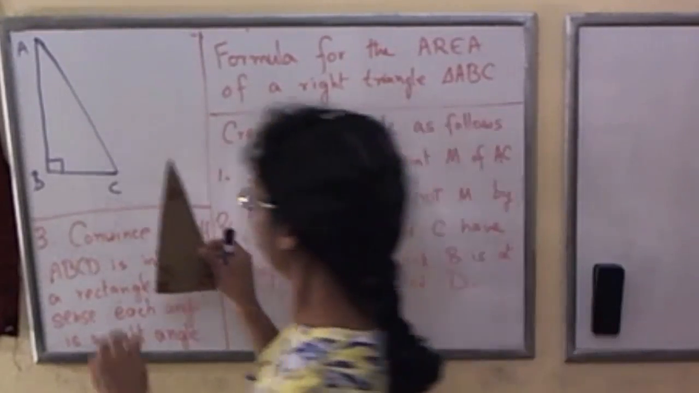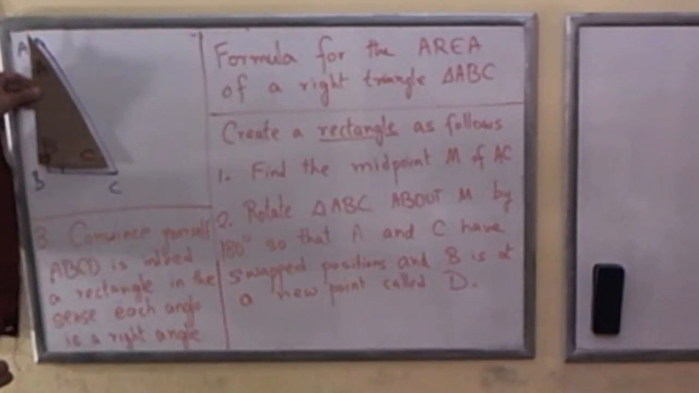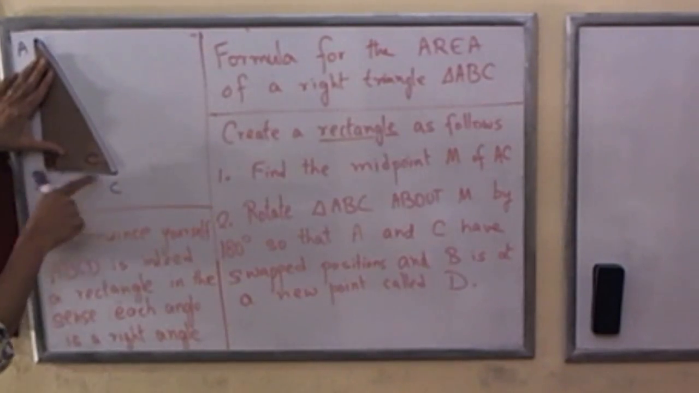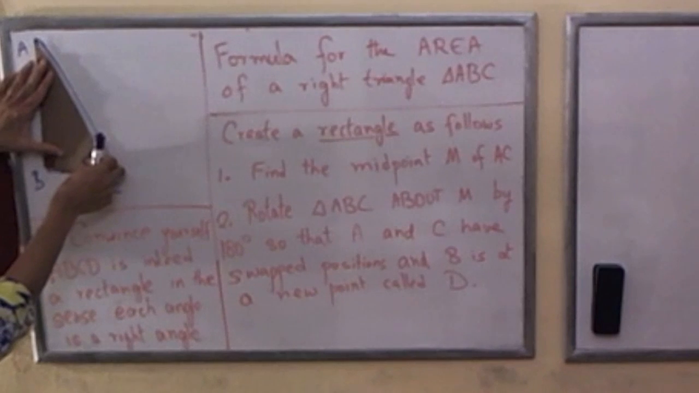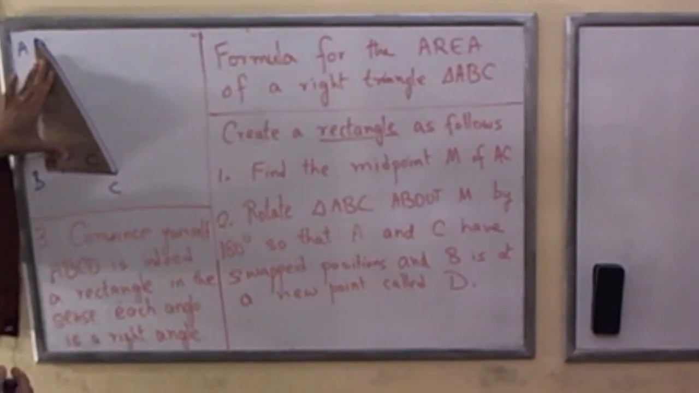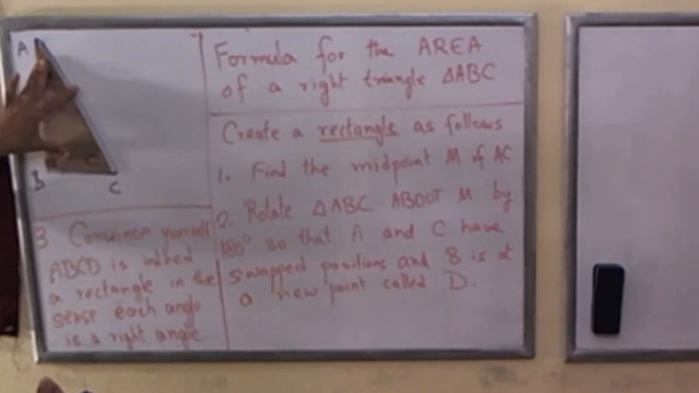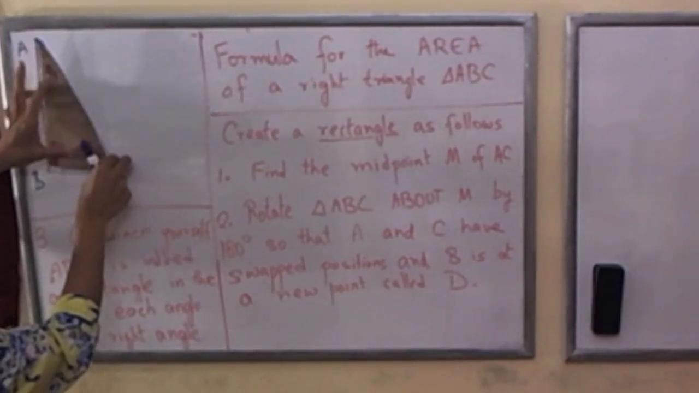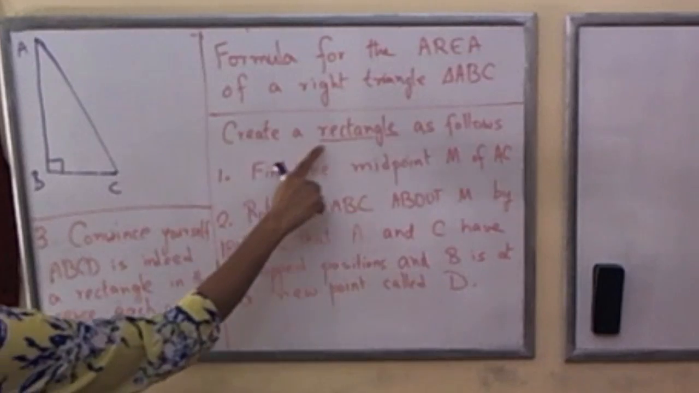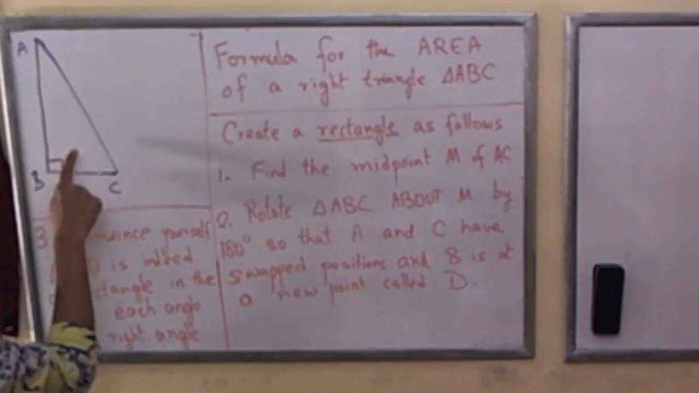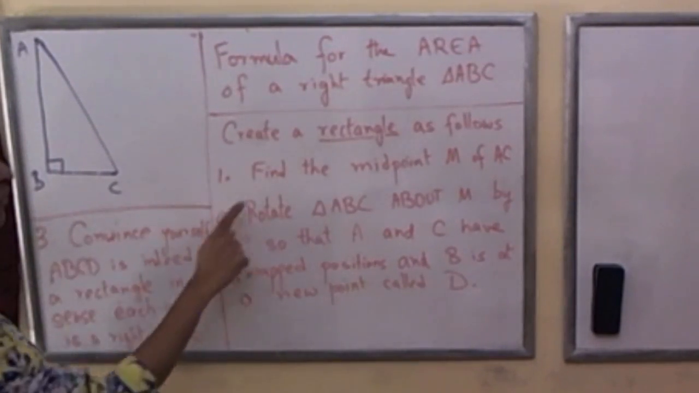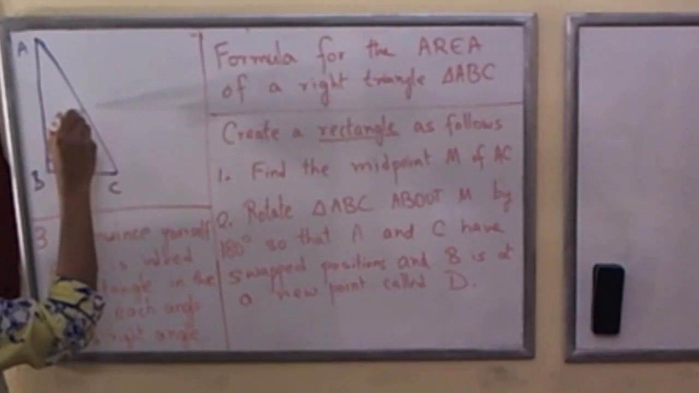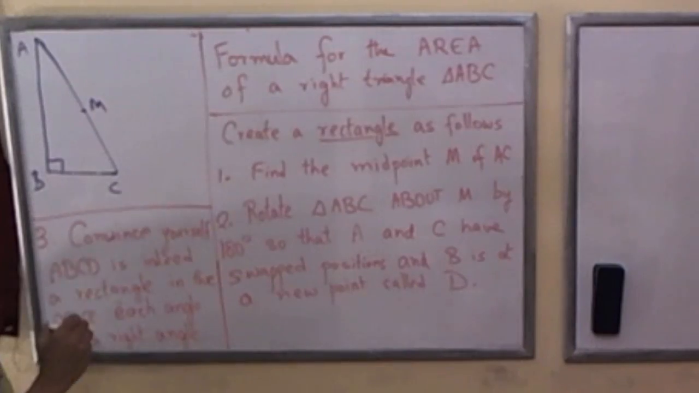I have a cardboard cutout of this right triangle. In fact, that's what I used to draw the right triangle. Since I know the area of a rectangle's formula, I'm going to create a rectangle in this manner. So let's read how we create a rectangle from the right triangle. Find the midpoint M of AC. This is AC and this is M.